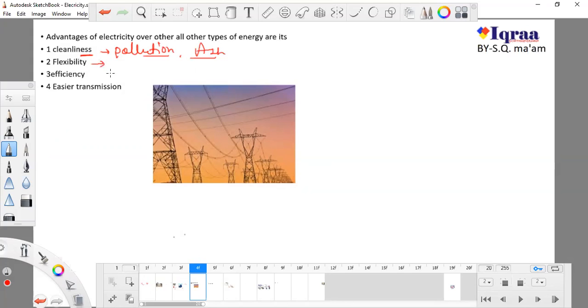They are flexible. Flexible means we can use it for any appliance, like a bulb or fan, which are very small appliances. We can charge our phone batteries and laptops with it. At the same time, we can use appliances which need a lot of energy. Sometimes we use appliances which need less electricity, and sometimes appliances which need more electricity.